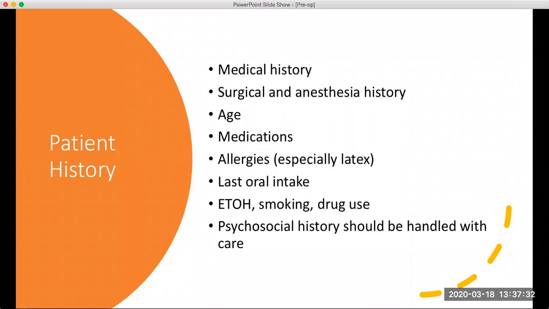Last oral intake, we need to know about that. I don't need a daily log of what they've been eating for the last 4 days. I want to know when's the last time they had anything to eat or drink, and what was it? The reason for that is I'm trying to reduce the risk of aspiration. Now, this is going to be something that depends on the urgency of the surgery. If a patient was in a 6-car pileup crash and has to have emergency surgery, I don't really care when they ate or drank, because if they don't go to surgery, they're going to die, right? We talked about emergency surgery.